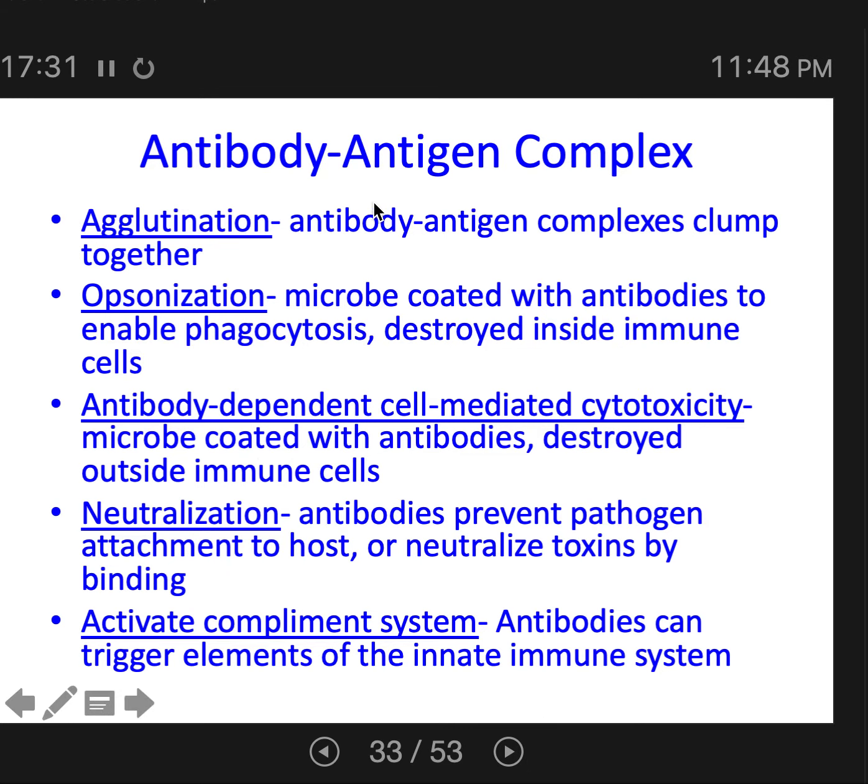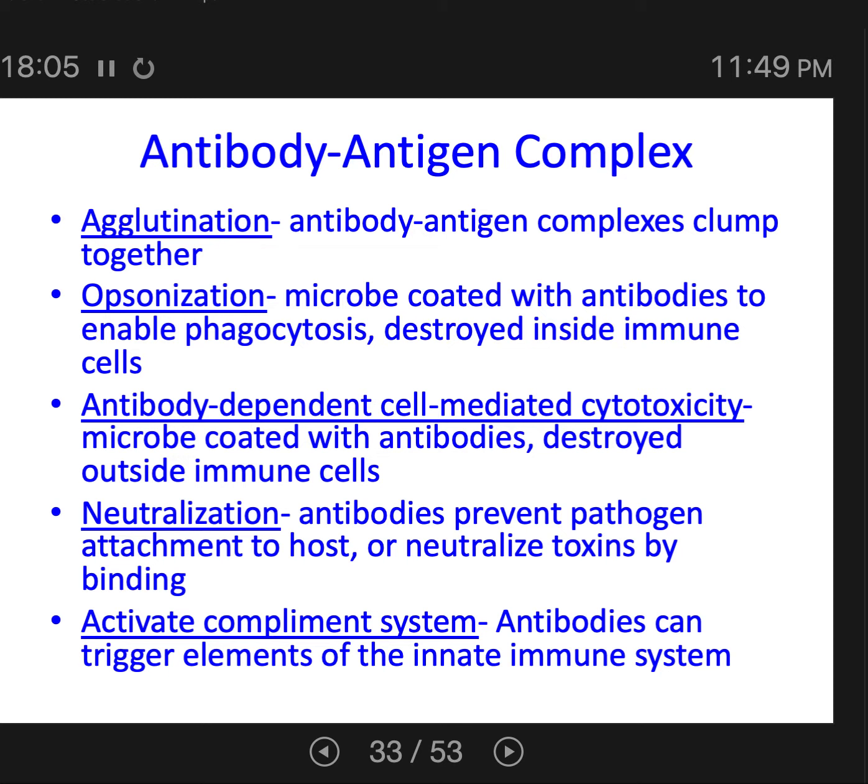So here at the top of the slide, you see antibody-antigen complex. That means the antibody has bound to an antigen, which is usually on the surface of a pathogen. So what does it do then? Agglutination is when the antibody-antigen complex clumps together. So all of these antibody-antigen complexes clump up together. And one thing that agglutination does is because all of these antigens are now clumped together with their pathogens, it makes it easier for a lot of those pathogens to be phagocytized at the same time.